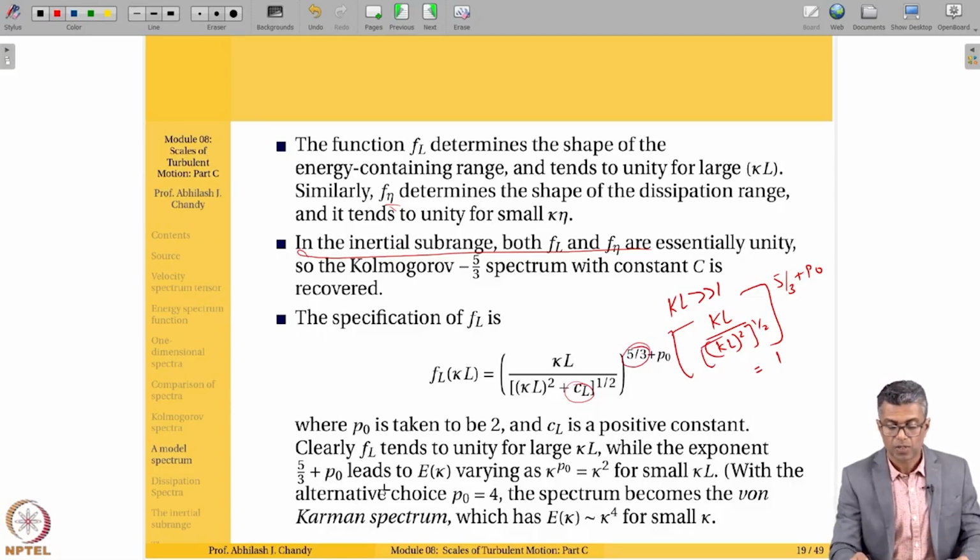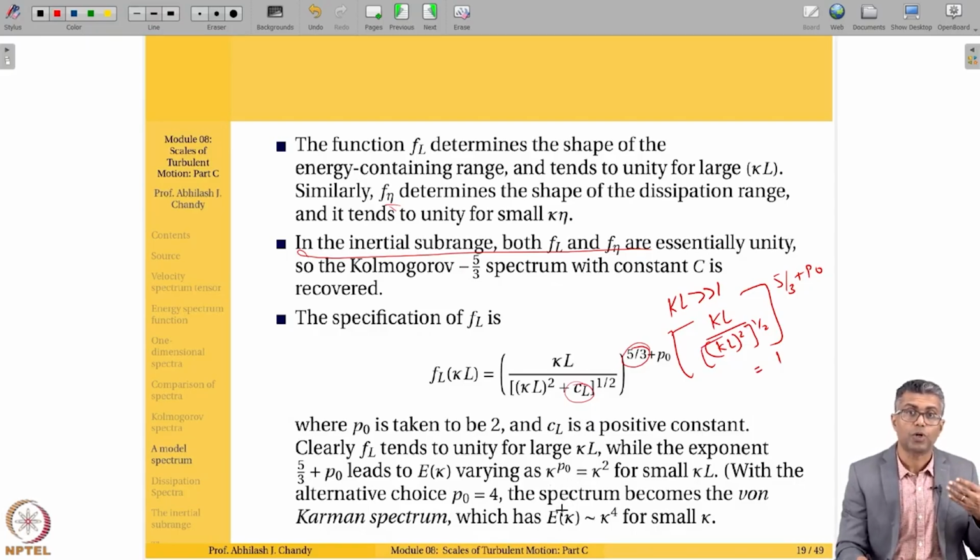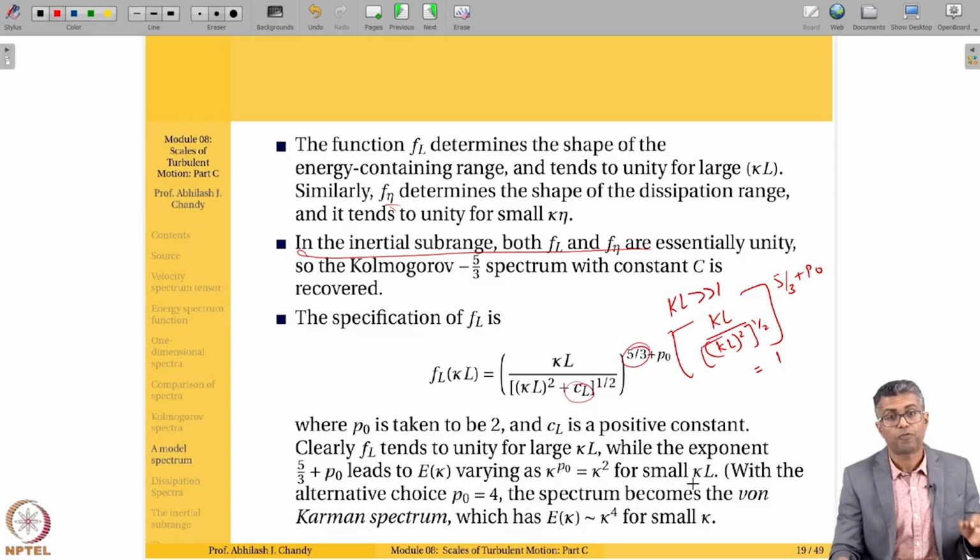Again, this is once kappa L drops out. So then you will have kappa to the p0. For p0 equal to 2, you get kappa squared. This is for small kappa L. With the alternative choice of p0 equal to 4, the spectrum becomes the von Karman spectrum, where E of kappa is approximately equal to kappa to the 4 for small kappa.